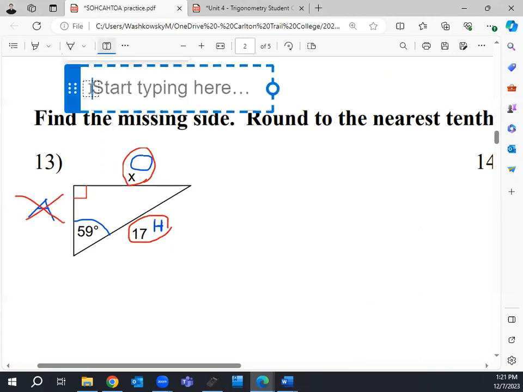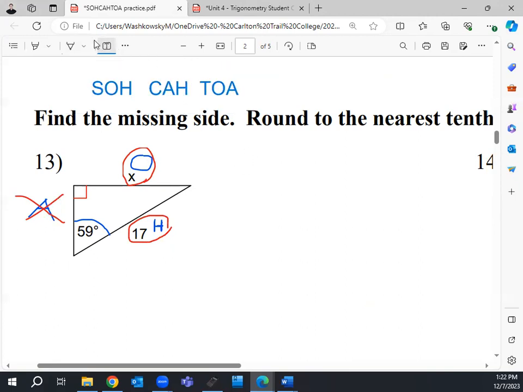A lot of people, when they first start learning this, write SOHCAHTOA down at the top of their page. Which one of these two has the O and the H? Sine. So I can see that sine has the O and the H, and that's how I know that's what I want to use. I look at the letters and see that it has O and H.